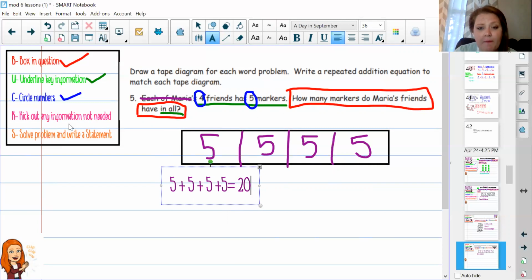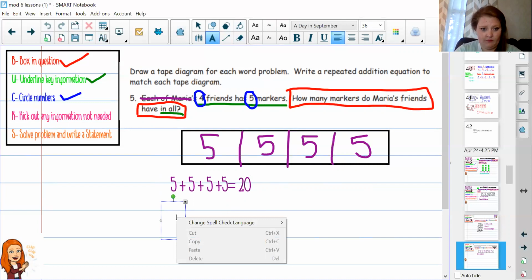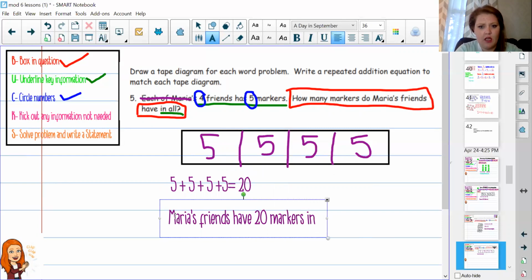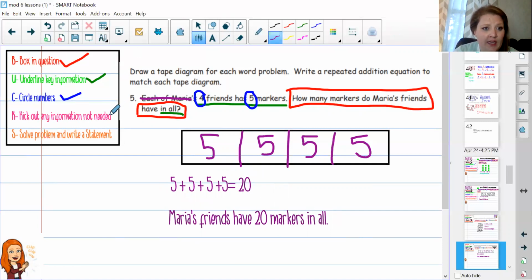Now we need to write a statement. What would my statement be? So it says, how many markers do Maria's friends have in all? So we're going to write Maria's friends have 20 markers in all, period. Don't forget your period at the end because it is a sentence. You need to have capital letter at the beginning and you need to have punctuation at the end. All right, guys, we kicked out any information we didn't need and we solved our problem.